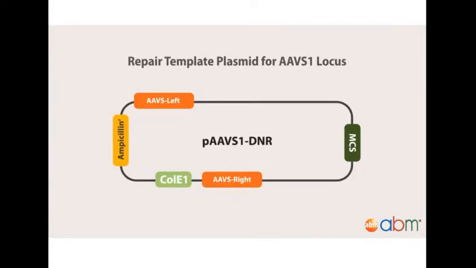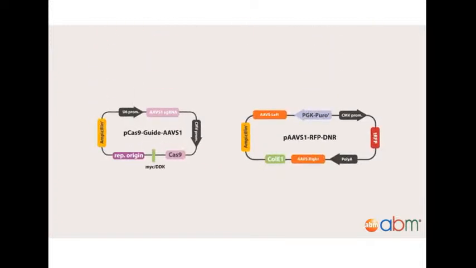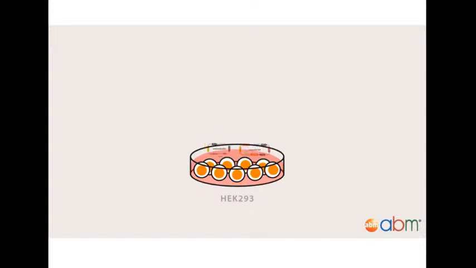Therefore, a second plasmid was constructed by cloning an RFP puromycin expression cassette into ABM's repair template plasmid for the AAV-S1 locus. The resulting AAV-S1 donor RFP plasmid had the RFP gene under a CMV promoter and a puromycin resistance marker under a PGK promoter. Once both plasmids were ready, they were introduced into HEK-293 cells using ABM's transfection reagent, DNAfectin.